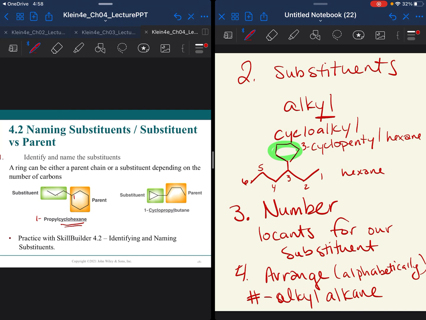So in this case, we have a 3-membered ring and a 4-carbon chain. So the 4-carbon chain is the parent. It's butane. The cyclopropyl ring is on the first carbon. Now, in this case, we're numbering left to right. But again, that's only so the cyclopropyl group is on carbon 1 and not carbon 4.